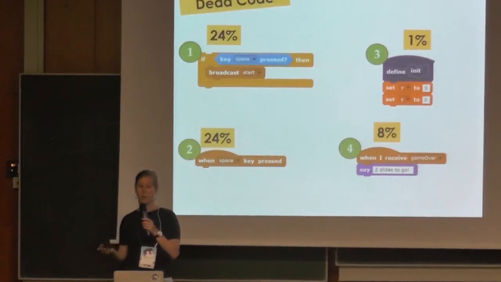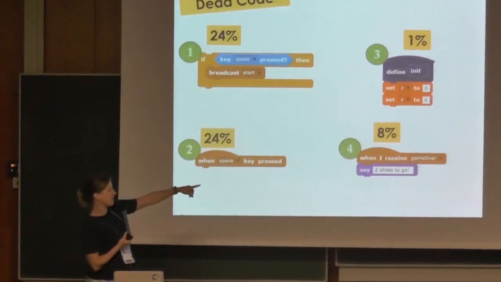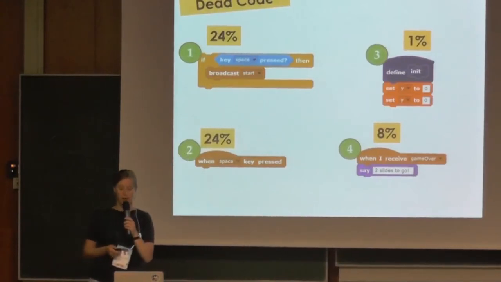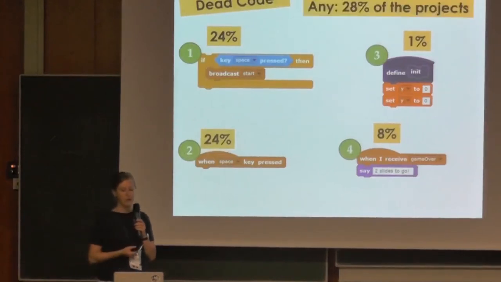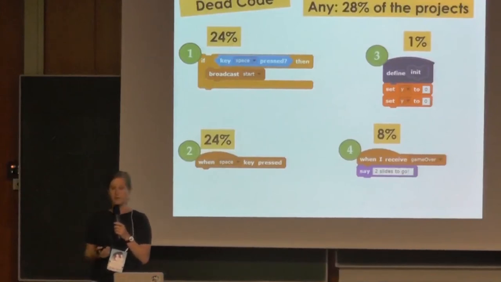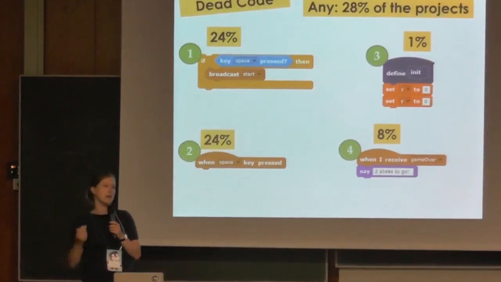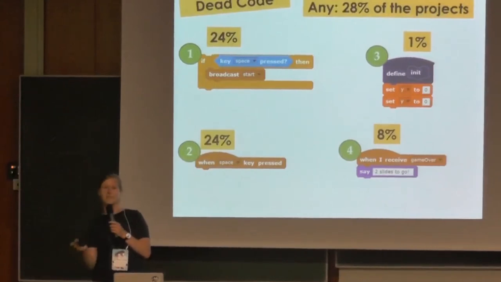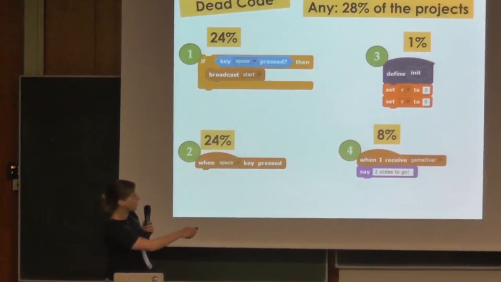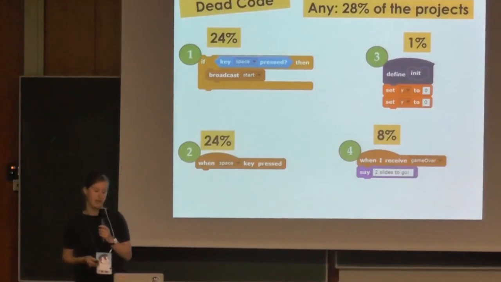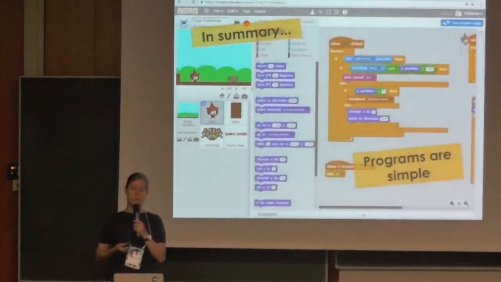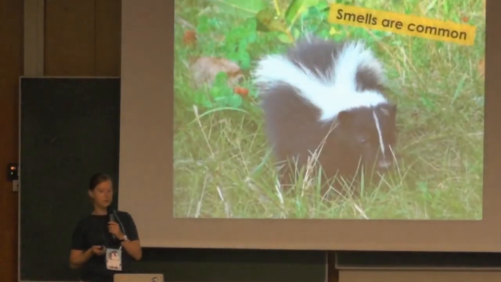They're relatively common in a quarter of the projects, and you see that signals that never are broadcasted or procedures that are never invoked are not that common, but those concepts also aren't that common. And in total, we found that 28% of the projects have some dead code. And again, we know from professional developers that this can lead to misunderstanding because it's hard for children to understand what is and what isn't executed, especially in those two cases where you think, oh, this will happen when I broadcast a signal, but the signal isn't broadcast anywhere. So in summary, most programs are simple, but code smells are relatively common.